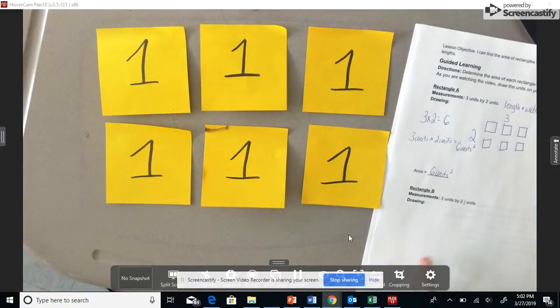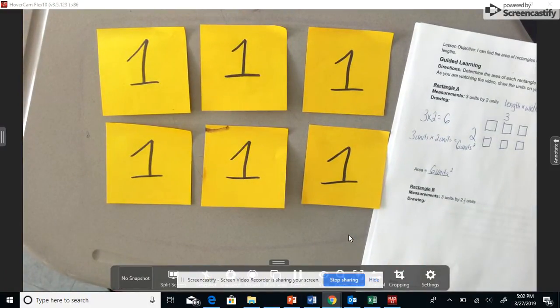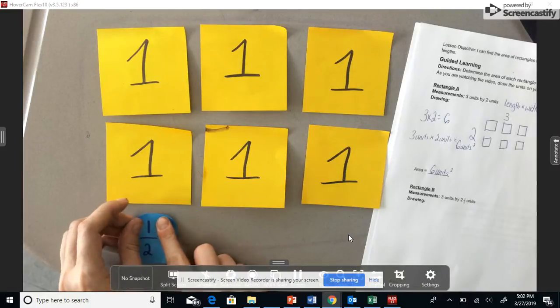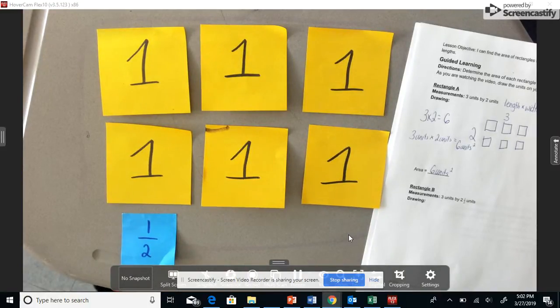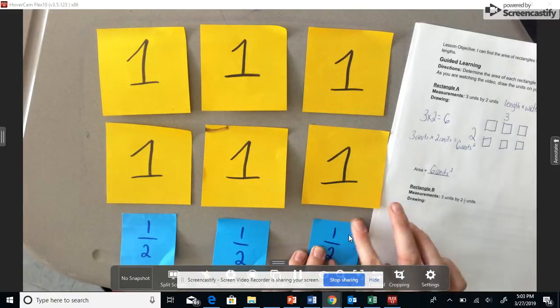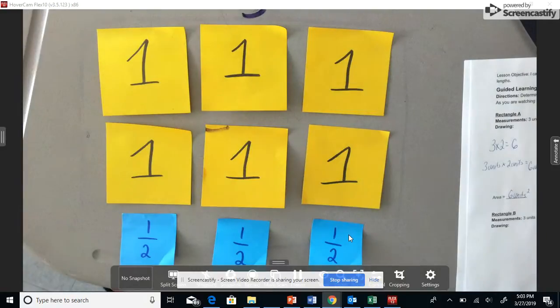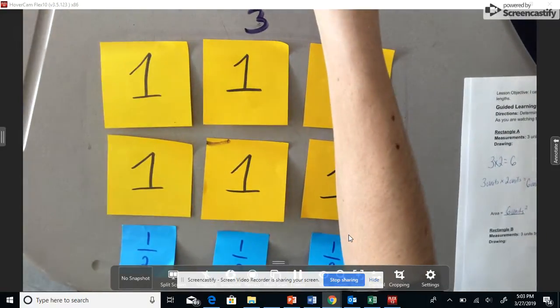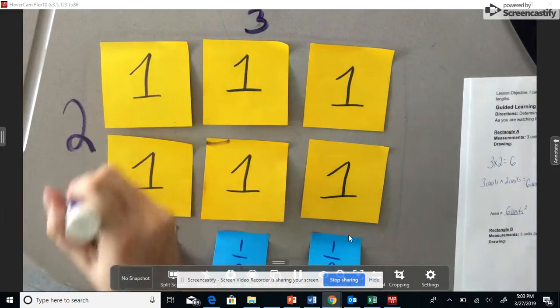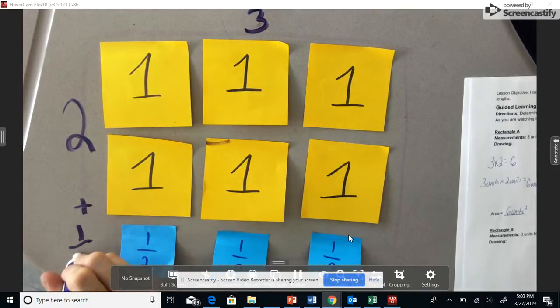Because remember, we're doing 3 by 2.5. We're going to represent that with these blue sticky notes. I know that's not exactly half, but this is what we're representing it with. So this rectangle is 3 units by 2.5 units.